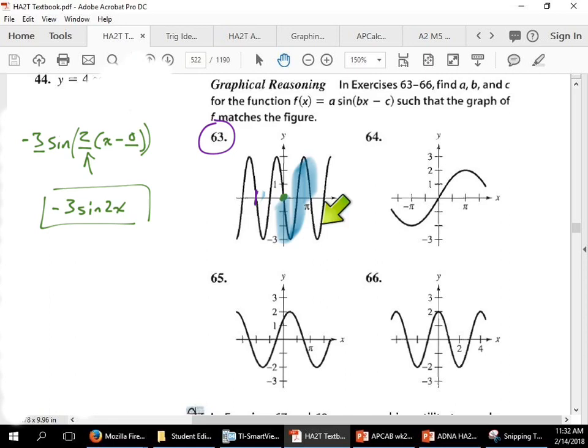We started somewhere else. Like let's say we started right here. Then that's a different phase shift, but then it's not going to be negative in front. So yeah, there's a bunch of different functions we can write. And that's because this is a periodic function, or a repeating function.